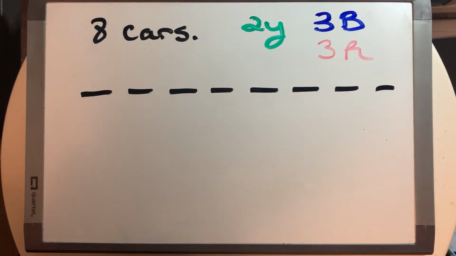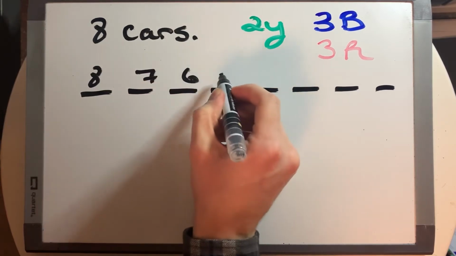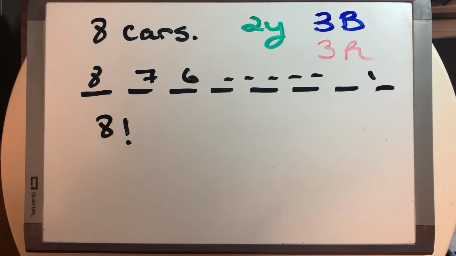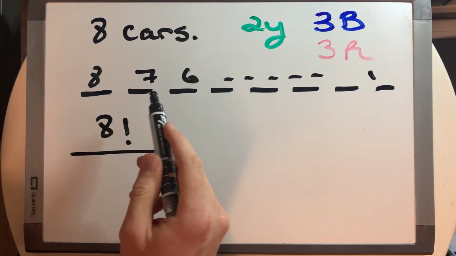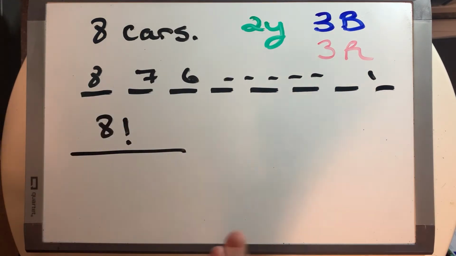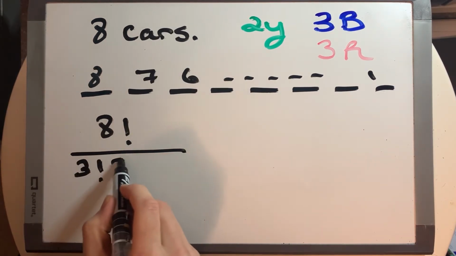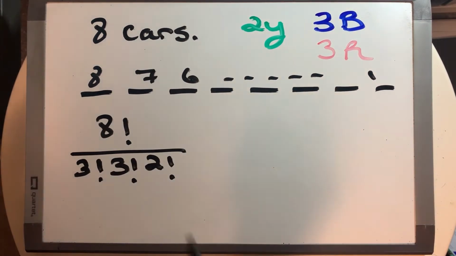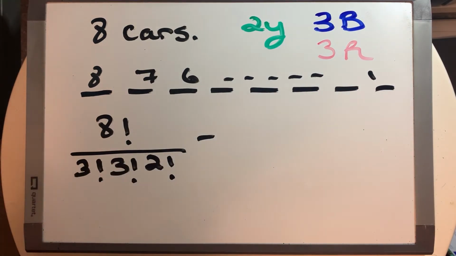If we were to just line them up and it didn't matter about color, we would say 8, 7, 6, and go down to 1, which corresponds with 8 factorial. But the problem states that we have 3 reds that are the exact same model, so we have to eliminate repeats. If we slot a red one here and then a red one here, the order won't matter between those 2 because they're the same model, and it would just cause a repeat. So we divide by 3 factorial for both the red and the blue, and 2 factorial for the yellows being repeated.